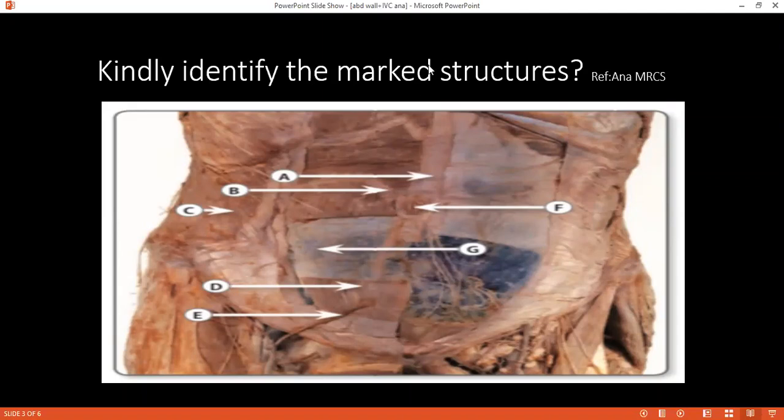If I ask you about the muscles which form the abdominal wall from outside to inside, how would they be? Laterally, there is the external oblique muscle, then the internal oblique muscle, the transverse abdominis muscle, and the fascia transversalis. In the medial part, there is the rectus abdominis muscle, and below that is the posterior rectus sheath, the extraperitoneal fat and the parietal peritoneum.